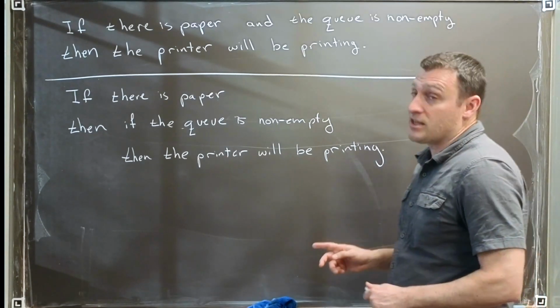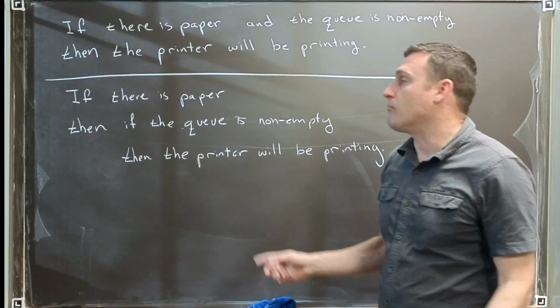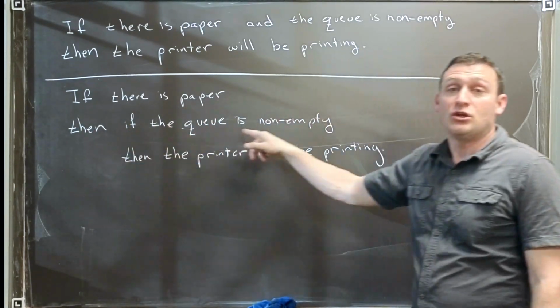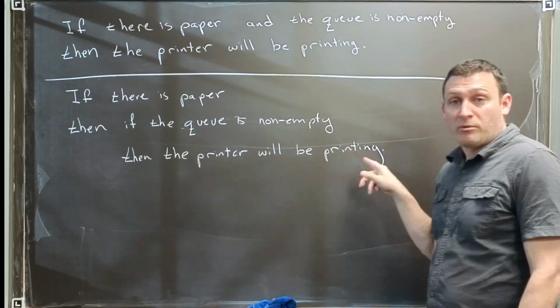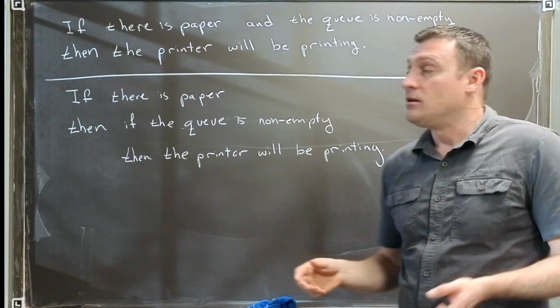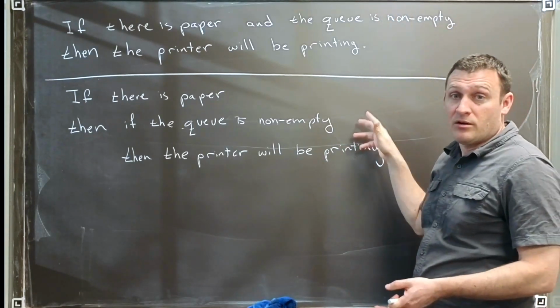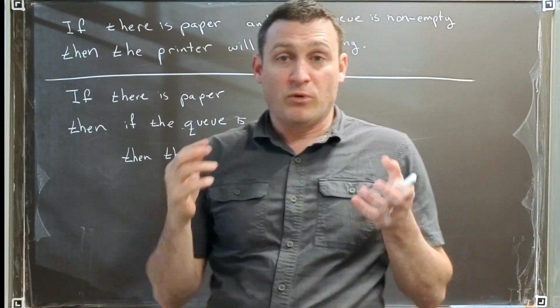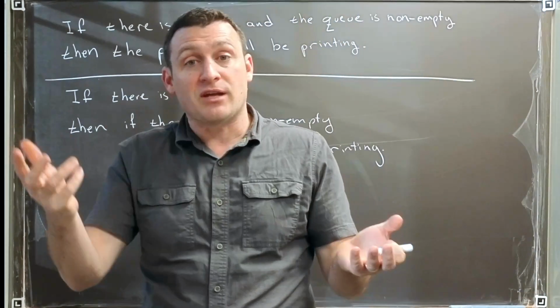So let's take a different sentence and see if it's considerably the same. If there is paper, then if the queue is not empty, the printer will be printing. Are these the same statements? Are they related? Does this one imply this one, or does this one imply that one? Are we allowed to rewrite our program with the second task rather than the first task?